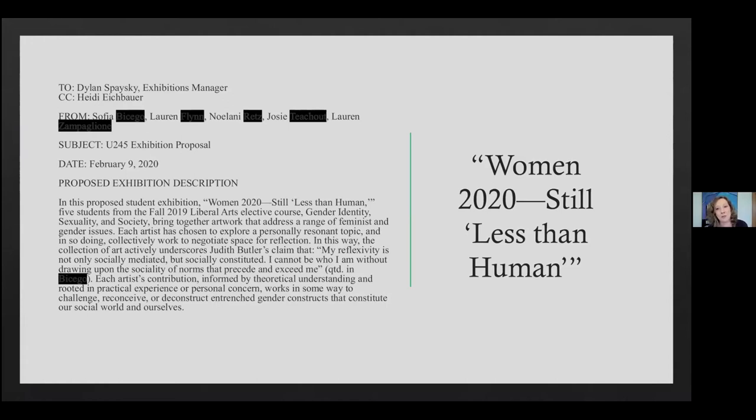And we used one of the course readings by Judith Butler to come up with this umbrella concept of "Still Less Than Human, Women 2020," as a way to contextualize their work together. This was proposed for CCS's U245 gallery, but it was also proposed and accepted for gallery showing at Swords into Plowshares Peace Gallery in Detroit. Unfortunately, that was in the winter of 2020, so that never materialized due to the pandemic.